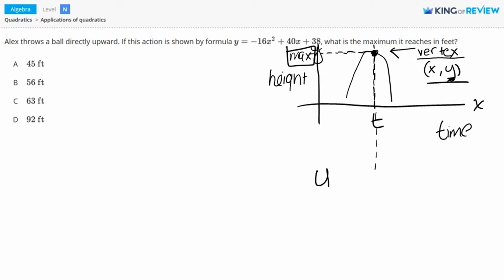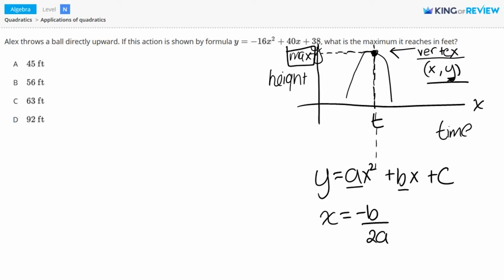Well, if we have an equation that's in the form y equals ax squared plus bx plus c, then we know that the axis of symmetry has the following formula: x equals negative b over 2a, where the a and b values come from these coefficients. Now remember, the axis of symmetry passes through the vertex. So this x value that we get for the axis of symmetry is also the x-coordinate of the vertex.